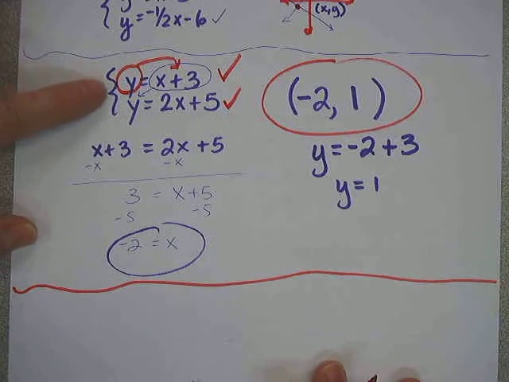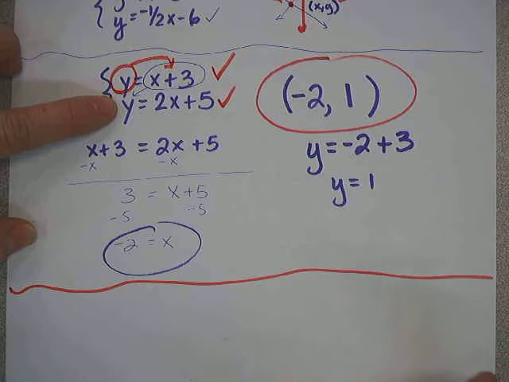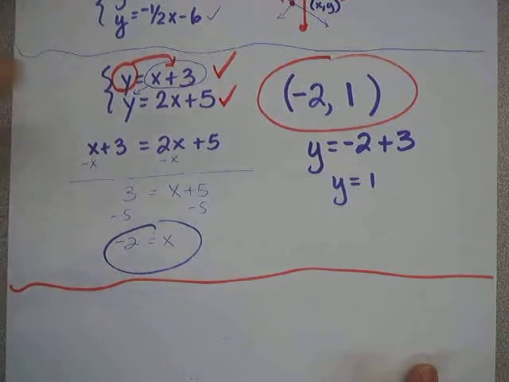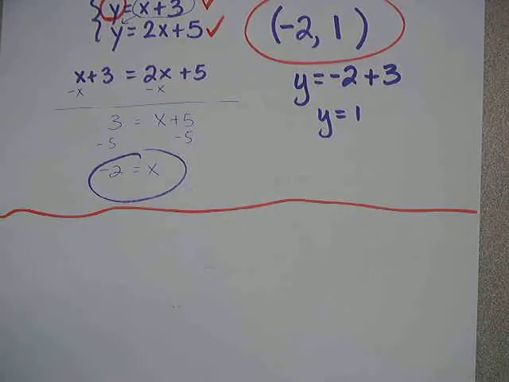And quite honestly, if the equations are given to you this simply, already solved for y, graphing might be the easiest way, because you can just plug those into your graphing calculator and find the intersection. But some of you don't like to graph, and so substitution certainly works. Okay, let's look at a harder example.